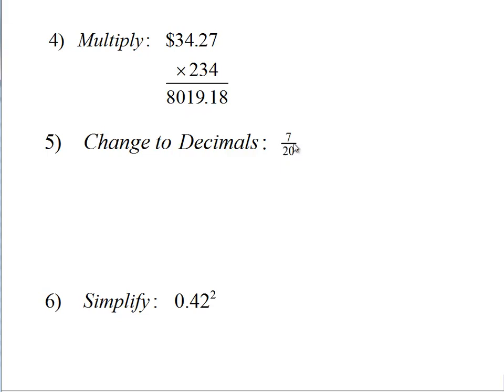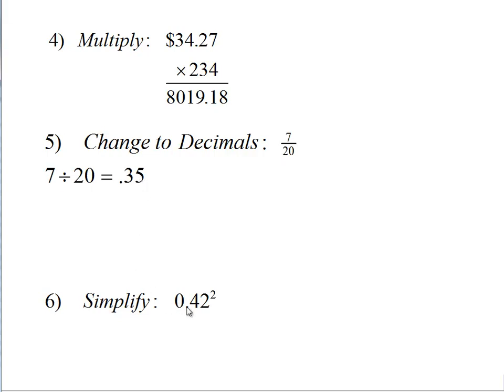Okay, changing into decimals. Changing into decimals, a fraction is just a division. 7 divided by 20. It's just another form of notation. That's all it is. So you just take 7 divided by 20, then you should get 0.35.